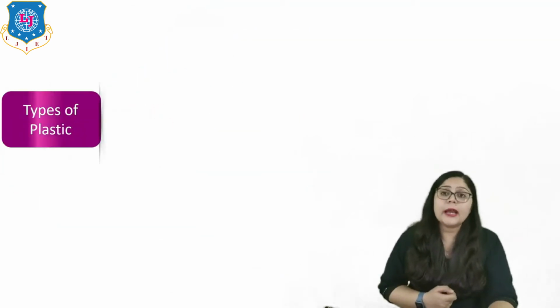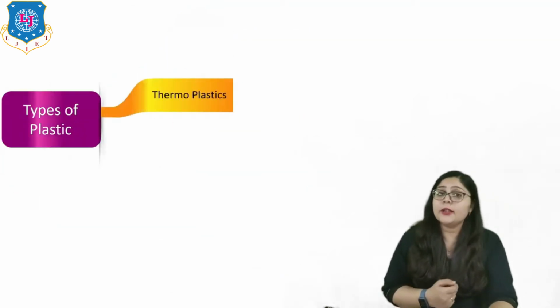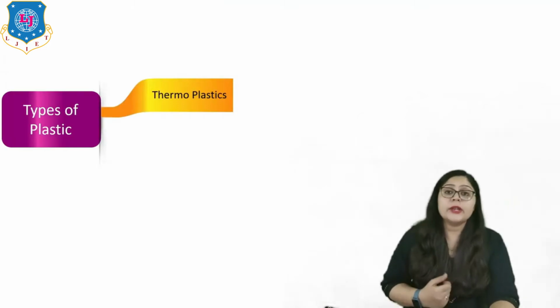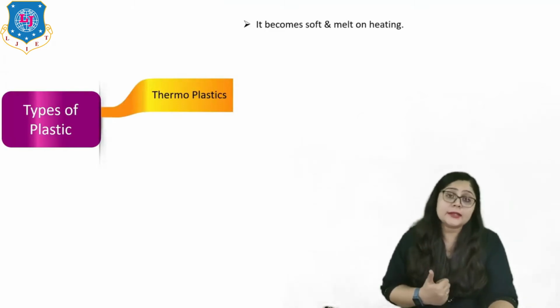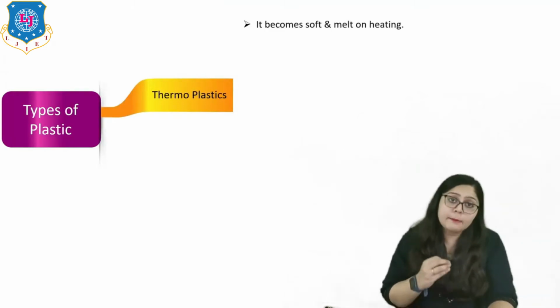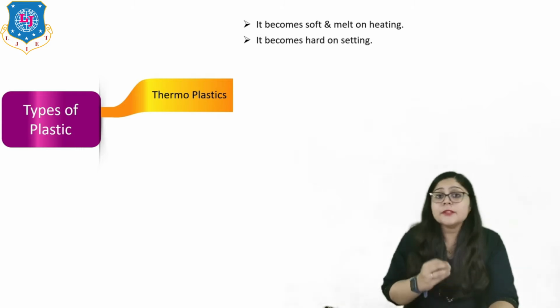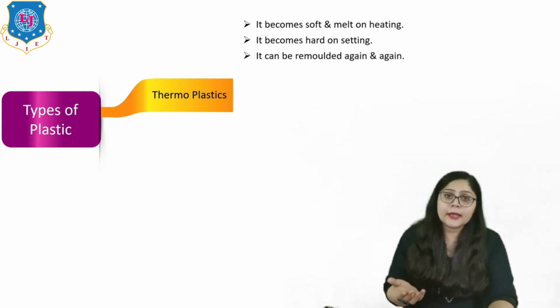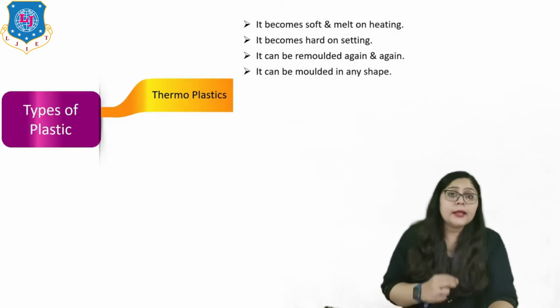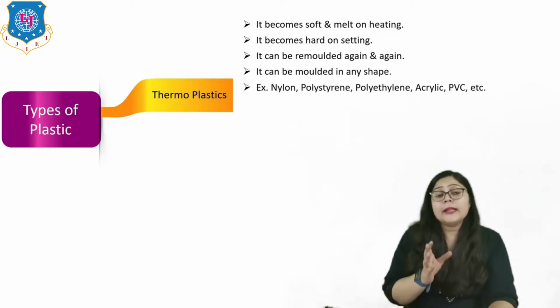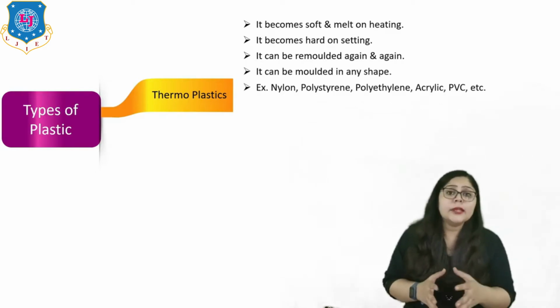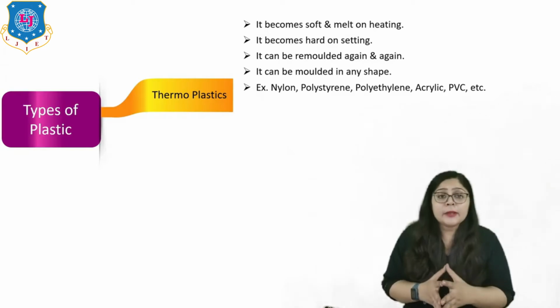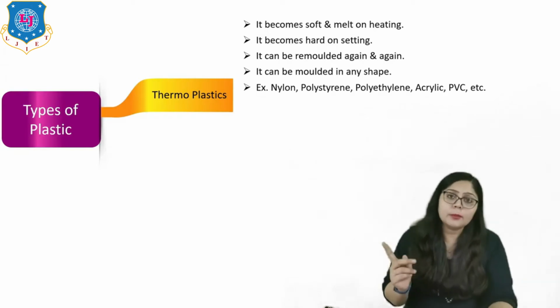Now let us understand different types of plastic. So here I can say different types are classified into two, in which the first one is the thermoplastics. It means it becomes soft and melts on heating. It becomes hard on setting. It can be remolded again and again, right? It can be molded in any shape. So we can say, for example, nylon, polyethylene, polyester, PVC, all are examples of thermoplastics.